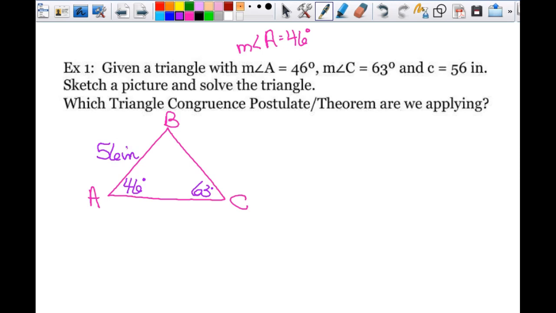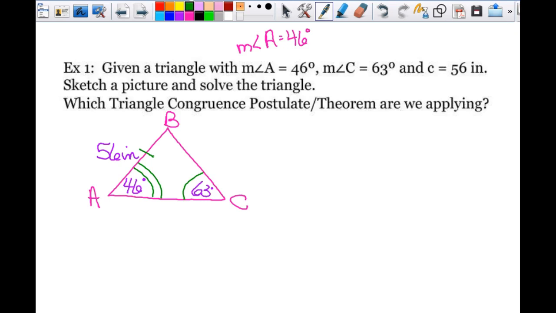So let's look at what we have and the reason that these ratios work. I have 2 angles and a side that's not included, right? I have this angle, and then this side. So which of the 4, or which of the 2 that we're using today, triangle congruence postulates or theorems, would this be applying?